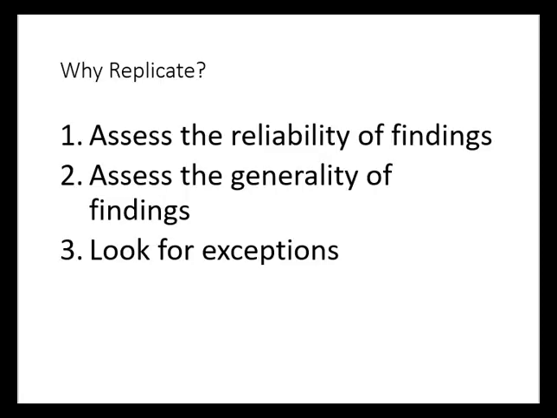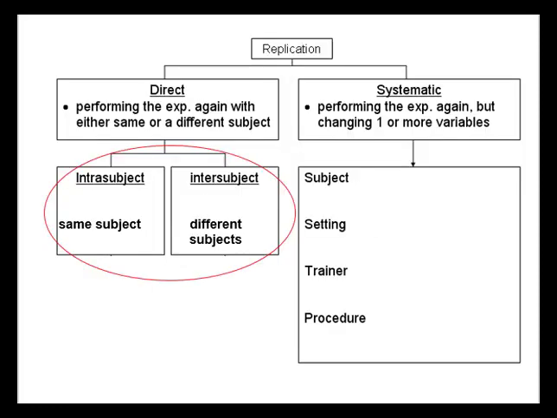In this segment of the lecture, we'll revisit and add to what we know about replication. In single subject experimental design, the 3 main reasons that we replicate include assessing the reliability of findings, assessing the generality of findings, and looking for exceptions. Let's gain some practice with identifying intra-subject and inter-subject replication.